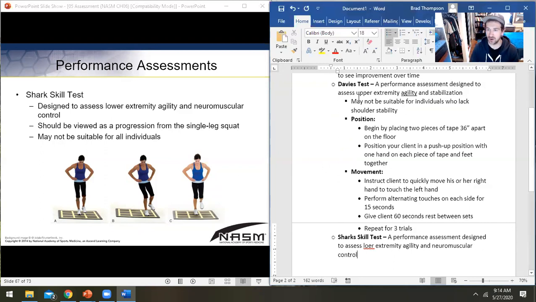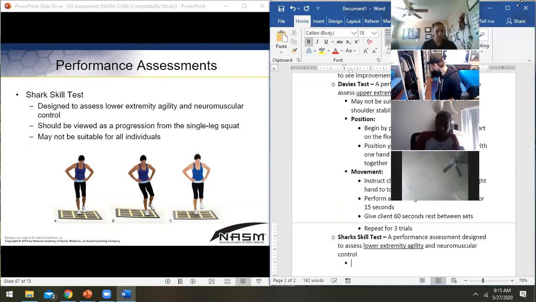So just like before, we have the Davies test. The big one I want you to know is that it's upper extremity agility, right? With the Shark skills test, it's lower extremity agility. They often will pair those two up in questions. So just knowing the agility part is what makes one different than the other. That's helpful. And then knowing that they're both performance assessments, that's the category they're in. So again, this is going to test your balance. This is going to test your lower extremity agility.